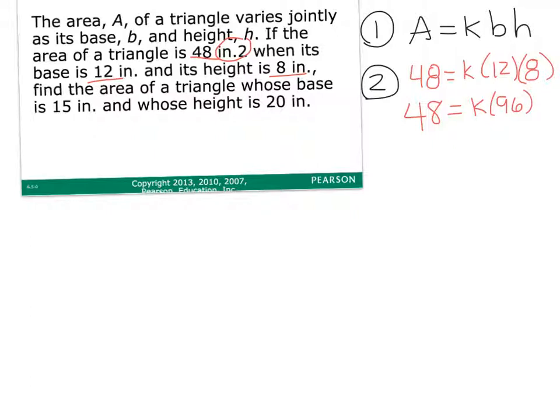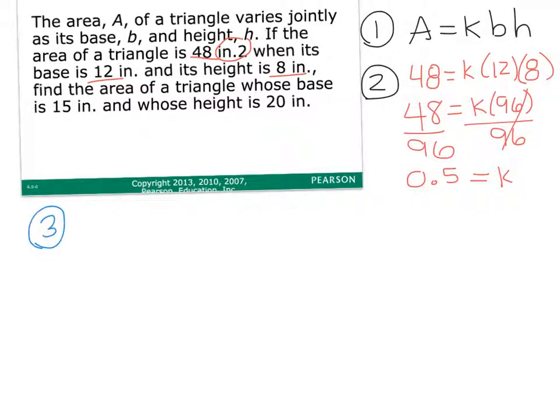And then you're going to have to get your K alone, so we'll have to undo the multiply by 96. The opposite of multiplication is division. And if you take 48 divided by 96, you're going to get 1/2. You can do 1/2 if you want. If you prefer decimals, you can do 0.5. That's also okay.